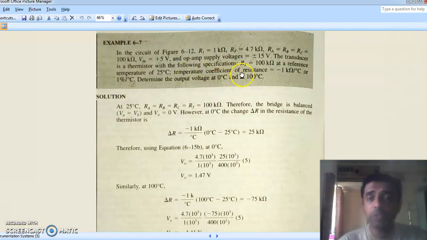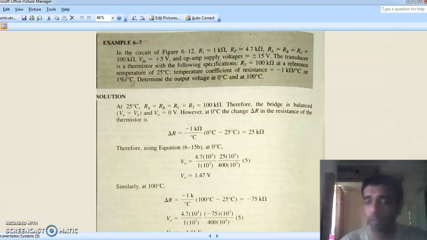As we know, thermistors have a negative temperature coefficient of resistance, that is, this is the change in resistance per 1 degree Celsius temperature difference. I have to determine the output voltages at 0 degrees Celsius and 100 degrees Celsius, keeping 25 degrees Celsius as my reference temperature, assuming that I make the bridge balance. What is the meaning of bridge balance? For 25 degrees Celsius, the bridge output voltage is equal to 0. We have to find the output voltage at 0 degrees Celsius and 100 degrees Celsius.